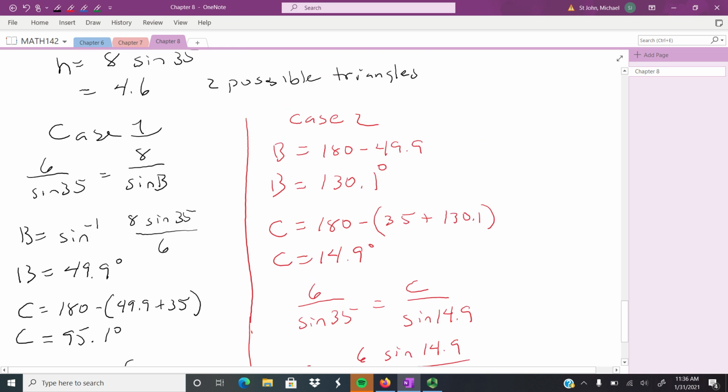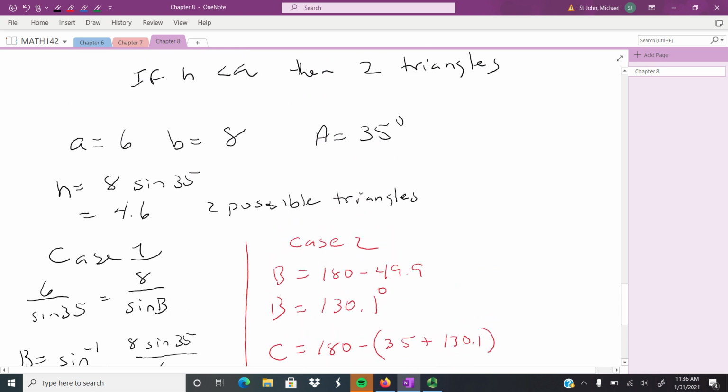Well, how does this work that we could have two triangles? What's going on here is this. Let's make a drawing. So this is my 35 degrees. This number is 8. We figured out that our height was 4.6. So this number was 4.6. But then side A was 6. So side A could be going like this.